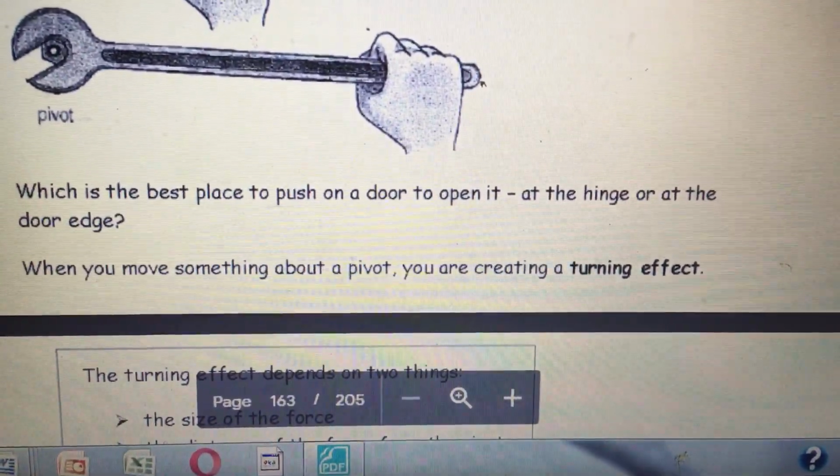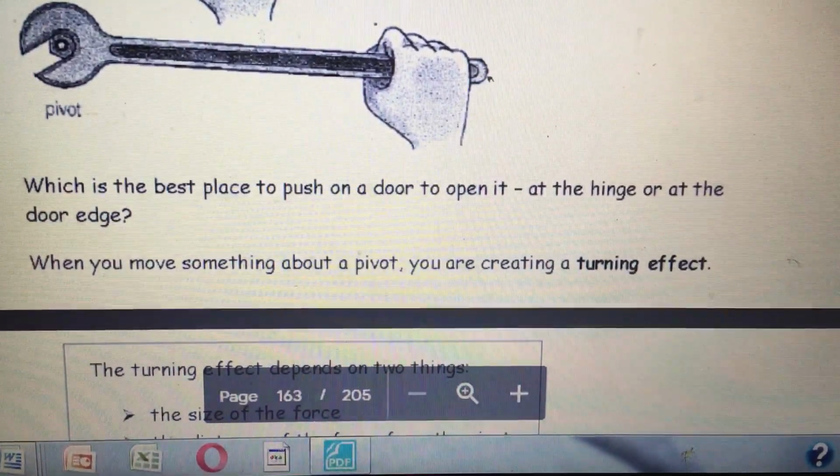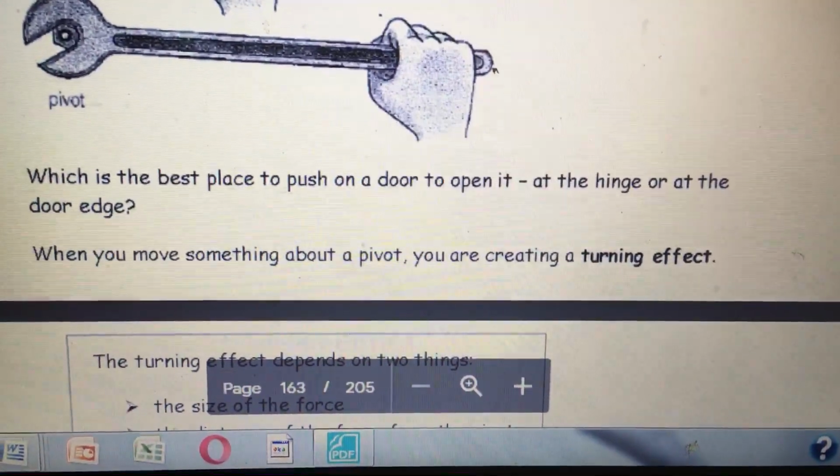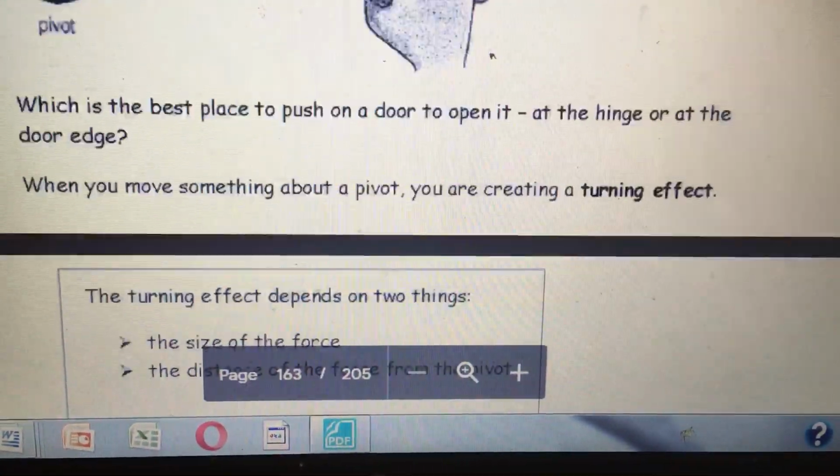Which is the best place to push on a door to open it, at the hinge or at the door edge? You would open it at the door edge because it maximises the distance between the force and the pivot. And when you move something about a pivot, you're creating a turning effect.